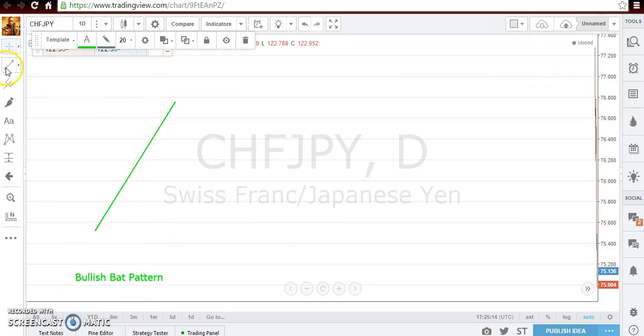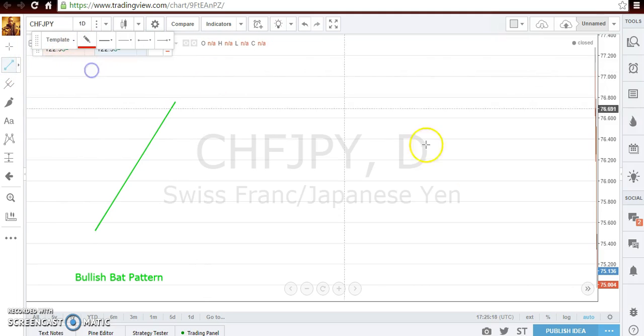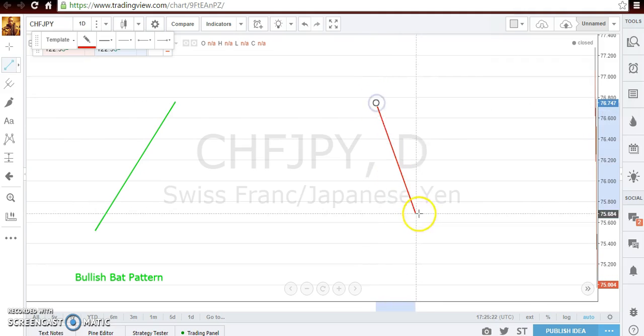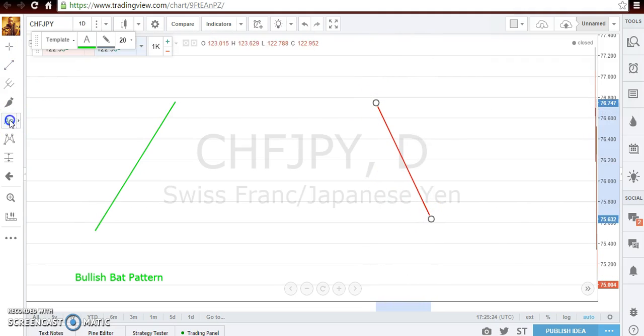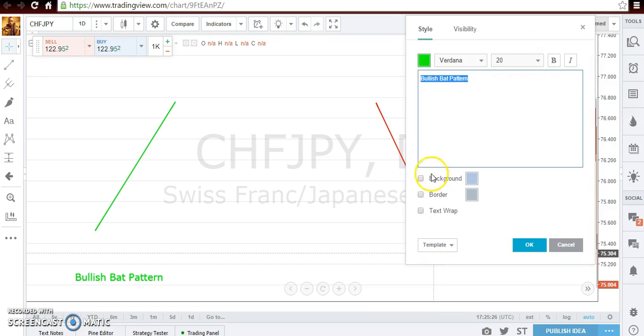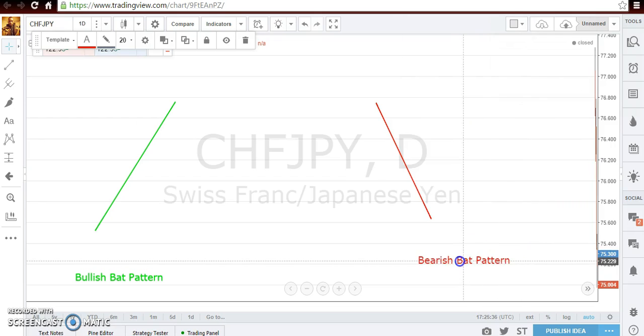And I'm going to do the impulse leg for a bearish bat pattern, and that one goes from the top left to the bottom right. There you go, and I'm going to label that as well as bearish. Change that color to red, and I'm going to label the impulse leg.